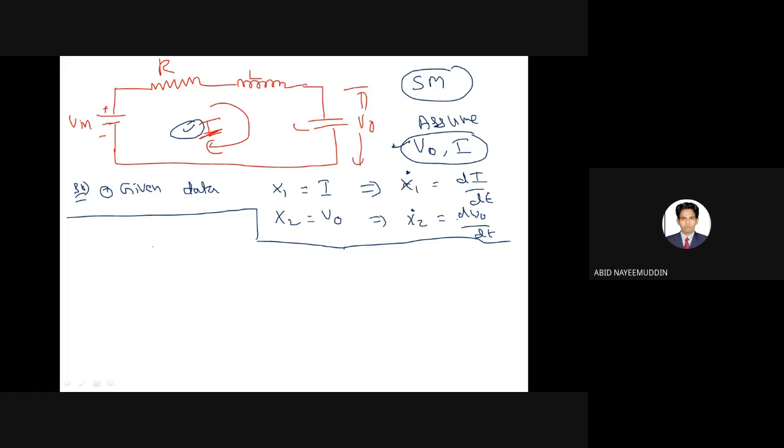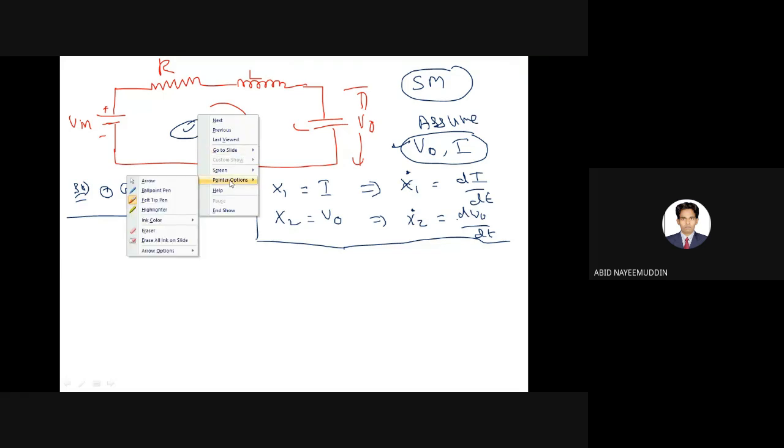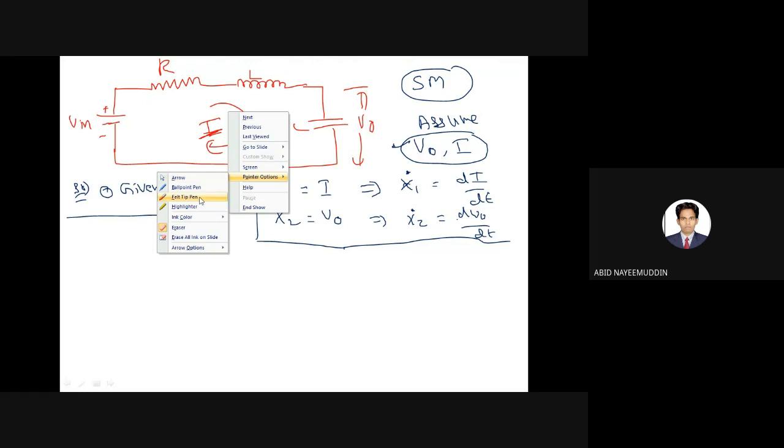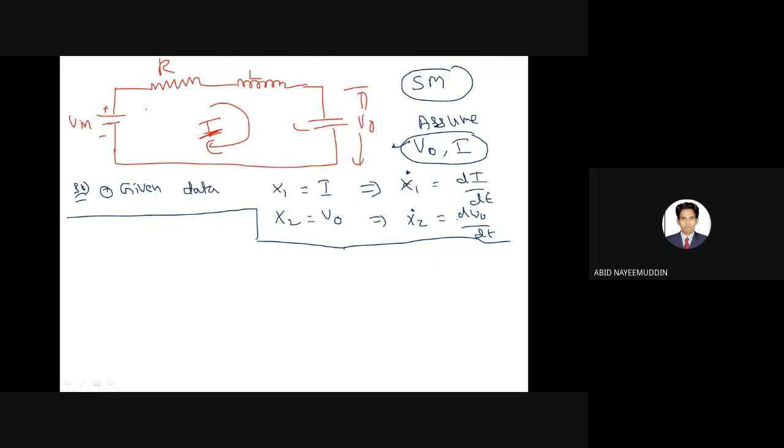Now, what is the state model? State model means you need to represent the given circuit in this format: X dot is equal to AX plus BU, where all are matrices. That is your representation of your state model.